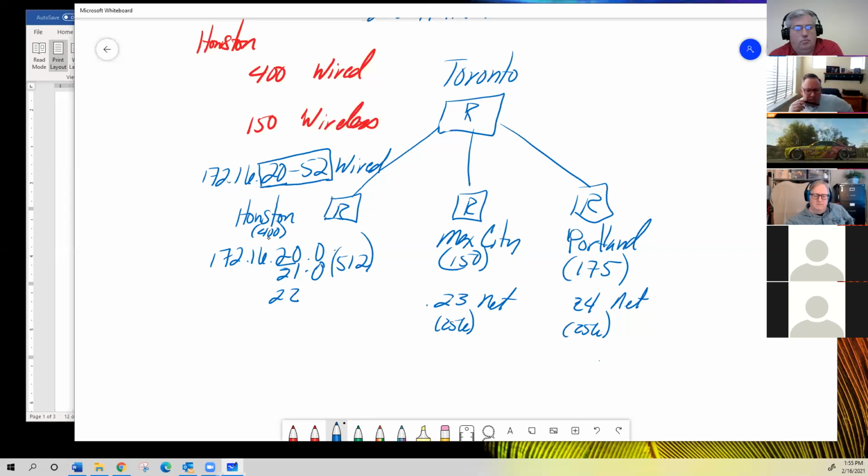We're going to have some waste. We're never going to hit 400. We're never going to hit 150. And we're never going to hit 175. So they've given us this range. It's for our use. Why don't we use the 20s here, looking at this range, 20 to 52, the 30s here, and the 40s here.